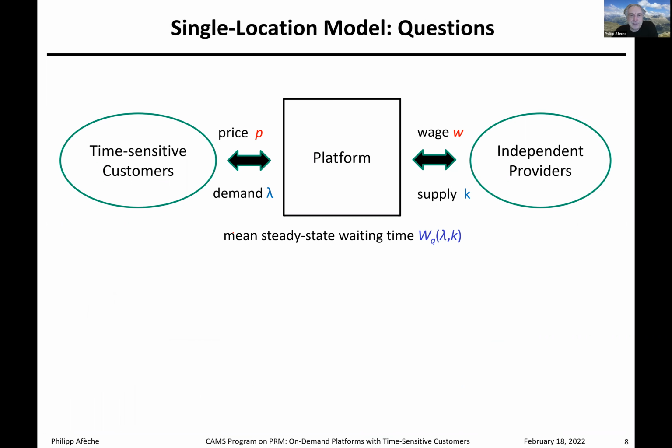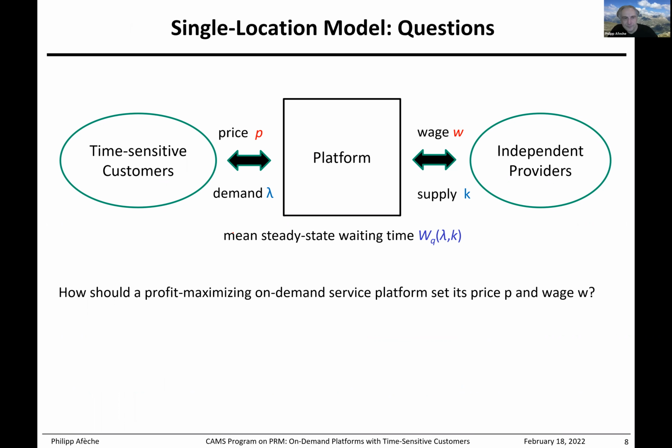Okay, so what specific questions? Here, there are no operational controls, right? Things are relatively simple in some sense. You're simply trying to find the right balance between these two sides. So you're looking at a profit maximizing platform, and it needs to choose the price and the wage.